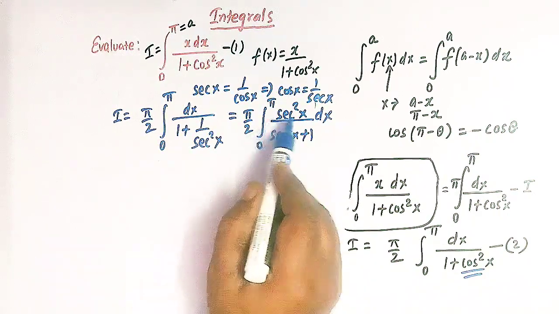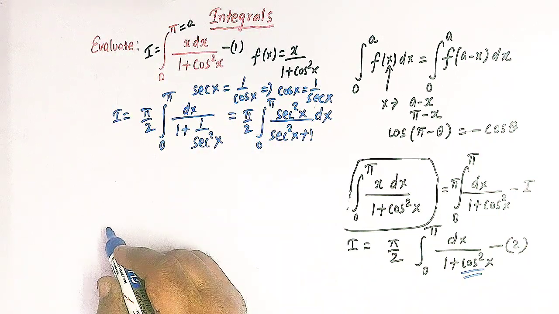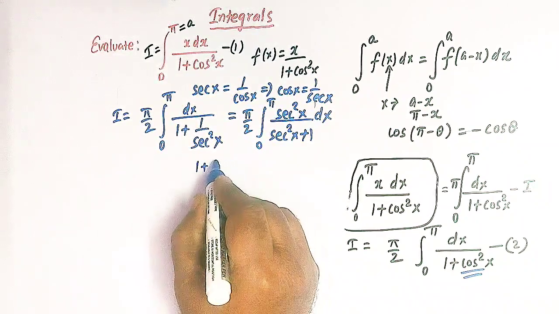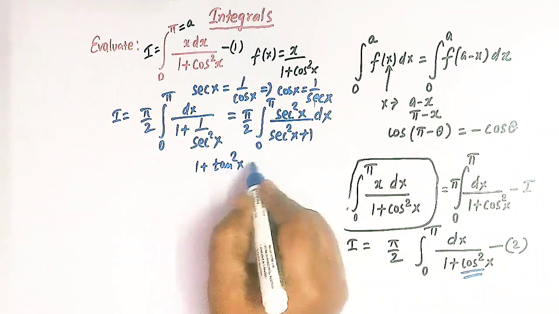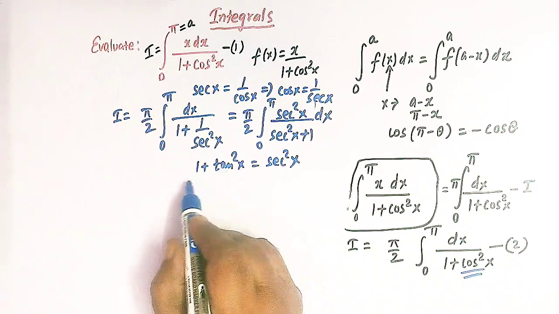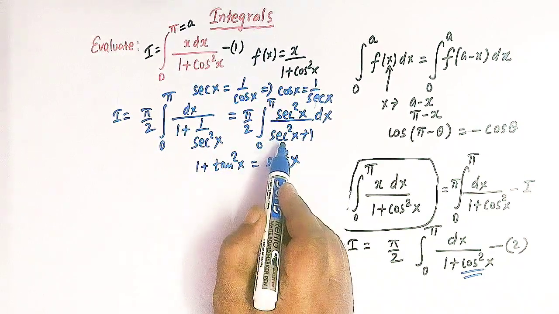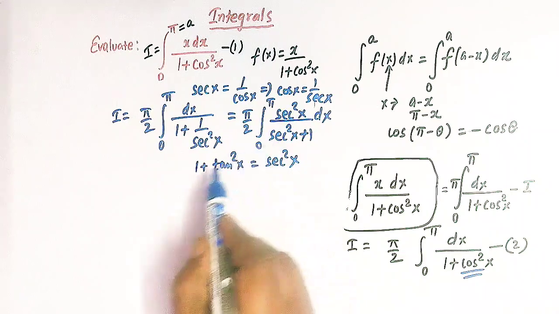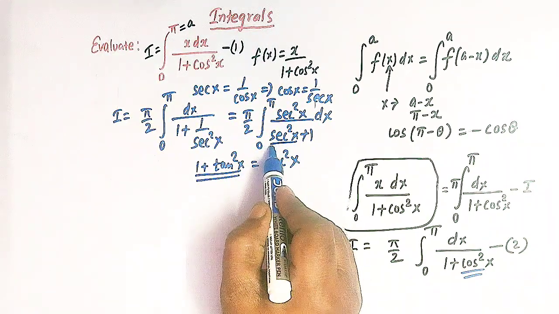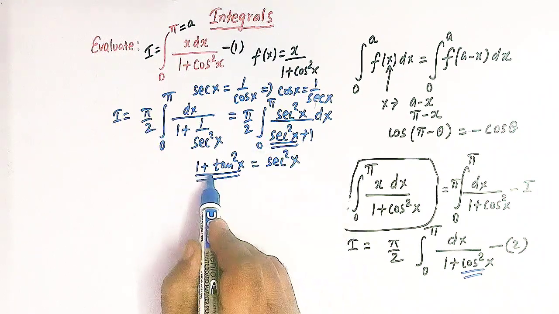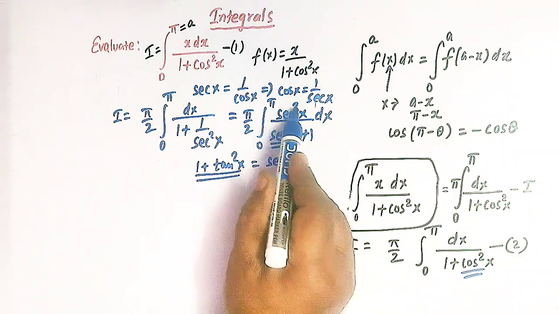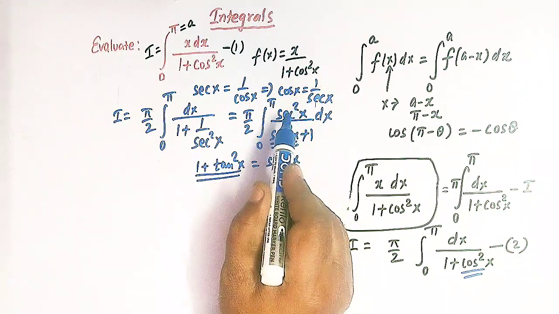Now here we can apply one important trigonometric identity, that is 1 plus tan square x is equal to secant square x, right? So let us write this secant square x as 1 plus tan square x. We'll replace only this secant square x by 1 plus tan square x, and the secant square x in the numerator remains as such.